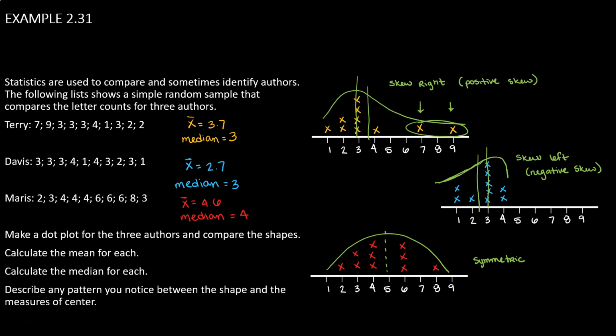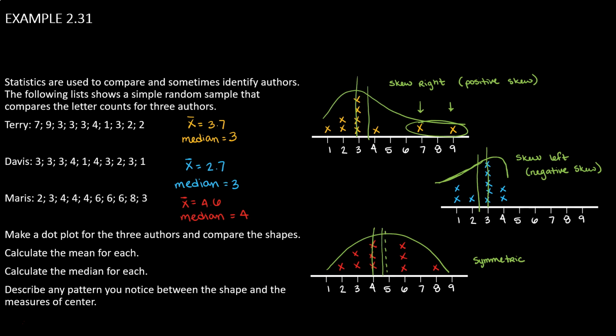Lastly, looking at Morris's data, we can see the mean and the median are both centrally located very close to the high point of the graph. So our mean is at 4.6, which is a little more than halfway, and the median is at 4. And although there is space between these two values, they're both at the high point of the graph.